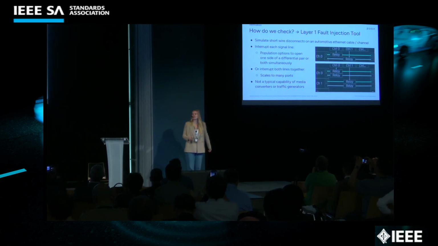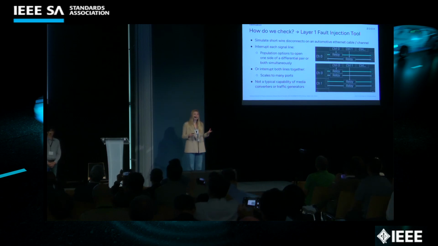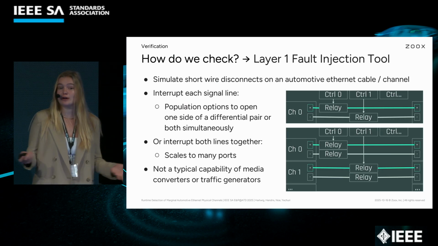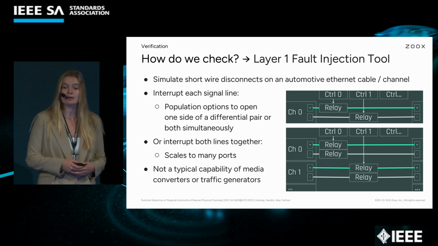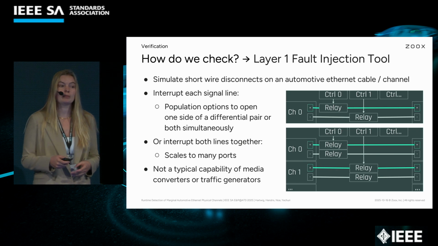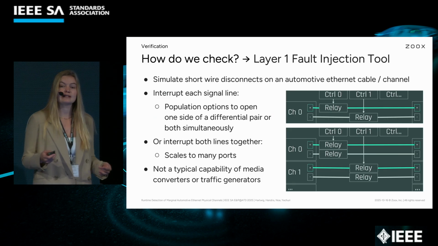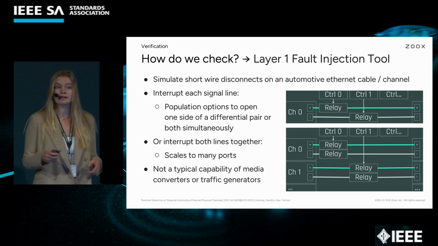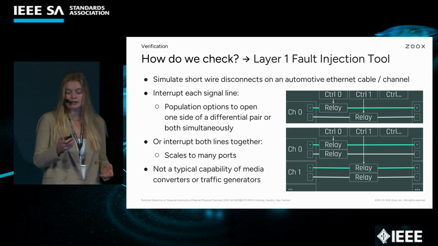OK, so Ian just told us about some requirements for our ECU system. So how do we go about testing these requirements? In order to do that, we need a tool that will allow us to simulate short wire disconnects on an automotive Ethernet channel. So this could look like opening a circuit on one line of a differential pair, but it could also look like opening both lines of a differential pair simultaneously. Either way, this isn't a common capability of a lot of automotive Ethernet tools that we commonly use, like media converters or traffic generators, so we decided to make our own tool.